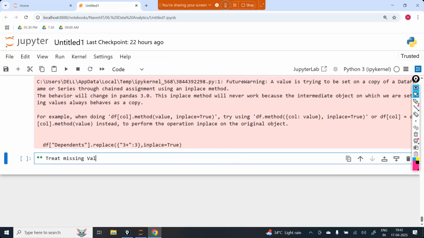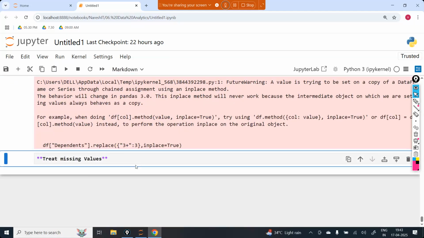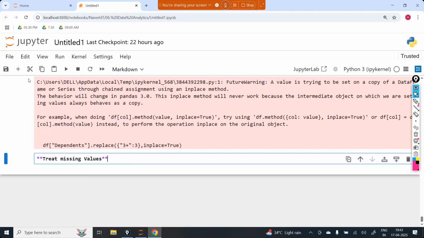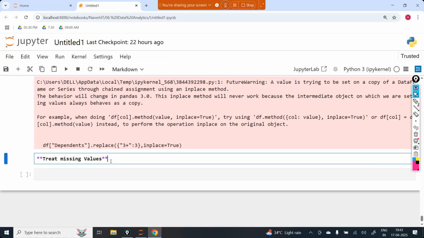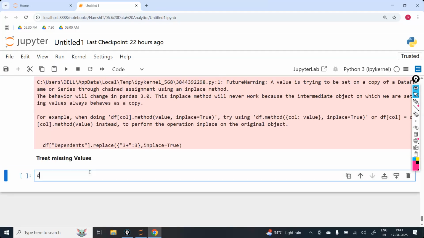Now, how are you going to treat the missing values? Which columns are having the missing values? Yesterday we already saw that. Which columns are having the missing values, guys? What are the columns? First one is gender. And so how to replace the gender? df of gender.